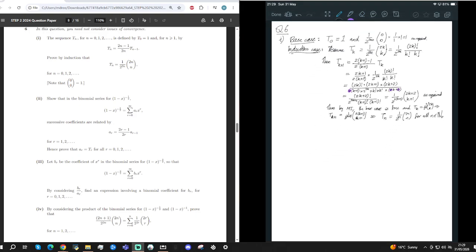Part 2. It'd be intriguing to see how we use part 1 in the rest of the question. Part 2: show in the binomial series that the successive coefficients are related by. Well, that coefficient relationship is exactly what part 1 was talking about. And then we can see that the last part of part 2, hence prove that, is exactly that recognition that AR is equal to TR for all R.